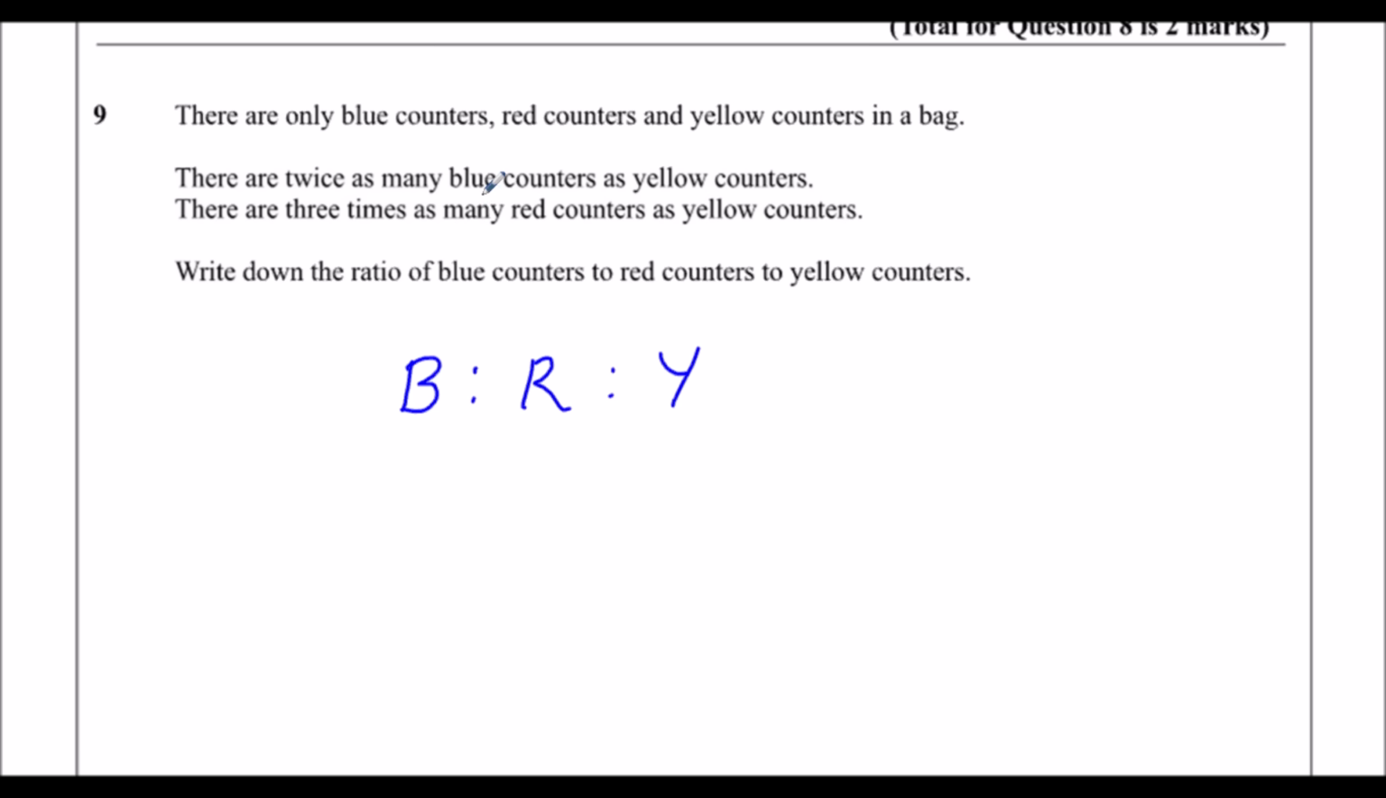So there are twice as many blue as yellow. So for every 1 yellow, there are twice as many blue. So if there's 1 yellow, there must be 2 blue. There are 3 times as many red as yellow. So 3 times 1 is 3. So that's our ratio. So the ratio of blue to red to yellow is 2 to 3 to 1.